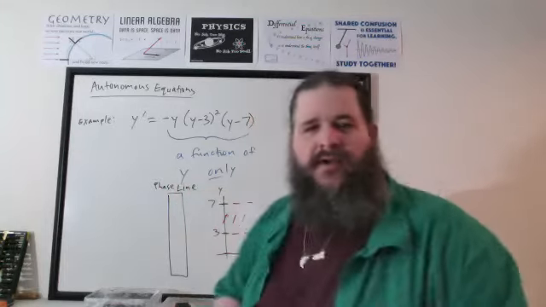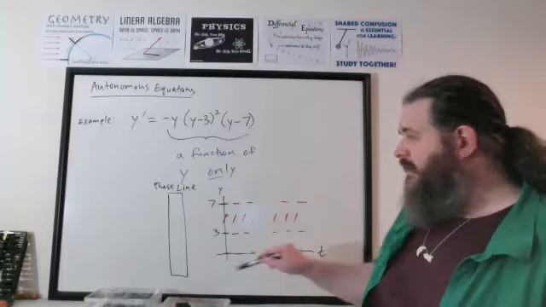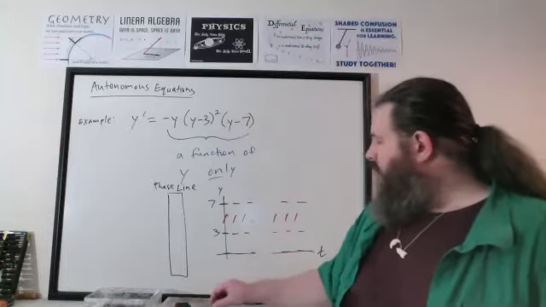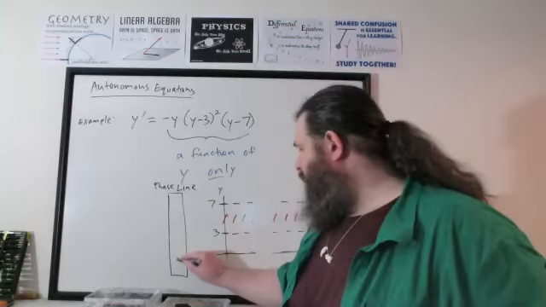The phase line is looking at the various y values and which ones lead to equilibrium and what type. And it is really just a vertical cross-section of the direction field. So we already know that 0, 3, and 7 lead to equilibrium. So let's mark those on the phase line.